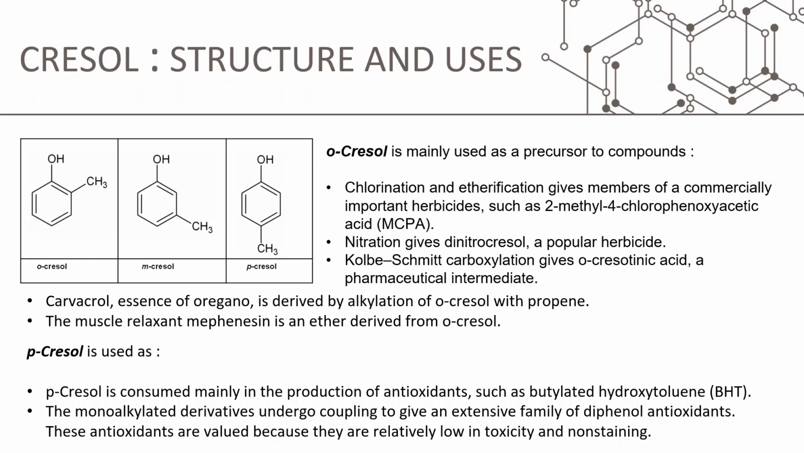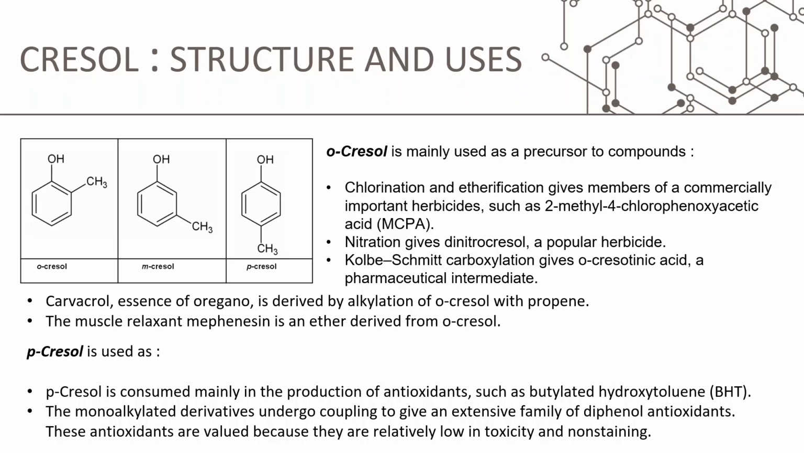In cresol structure, a methyl group is substituted on the ring of phenol. There are three isomers of cresol, that is o-cresol, m-cresol, and p-cresol. The mixture of these isomers of cresol is called tricresol. Cresol is extracted from coal tar or synthetically produced by methylation of phenol or hydrolysis of chlorotoluenes. Now the uses of cresol.